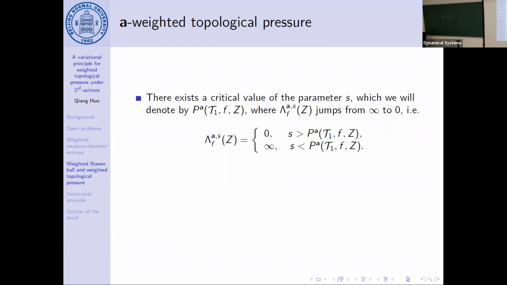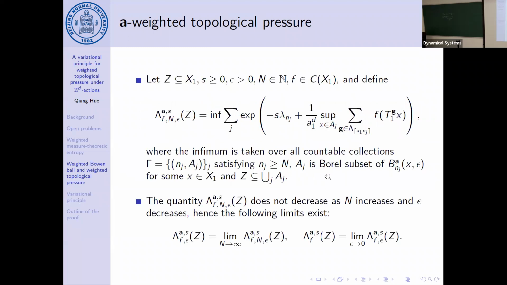This definition follows Feng and Huang's idea for the definition of weighted topological pressure. The difference between this definition and the Pesin-Pitskel definition is that here we use the weighted ball instead of the traditional ball.